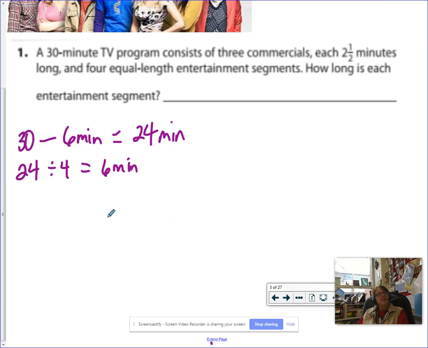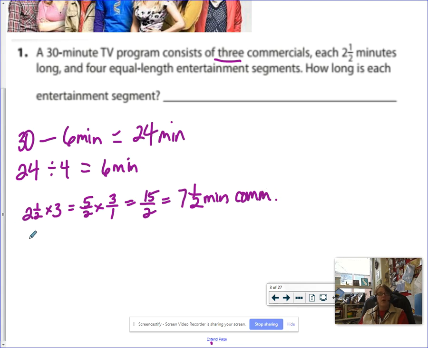All right. So we have 3 commercials and they're each 2.5 minutes. So take 2.5 minutes times 3. Go ahead and grab your calculator, or old school way is like this. That's 2.5 times 3, 15 halves, 7.5. There's 7.5 minutes of commercials.